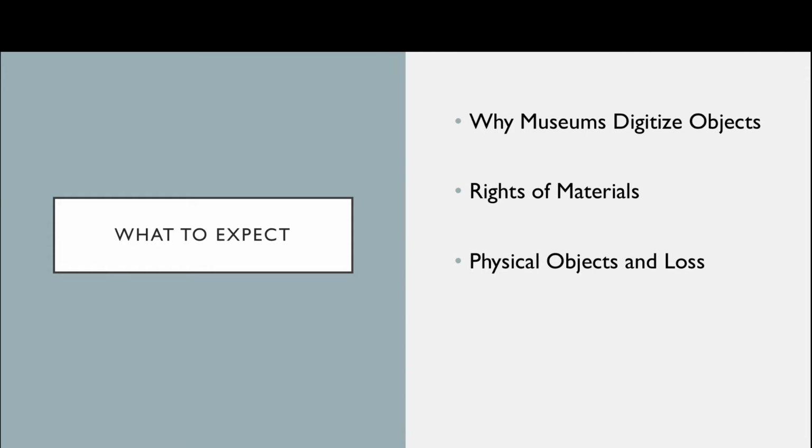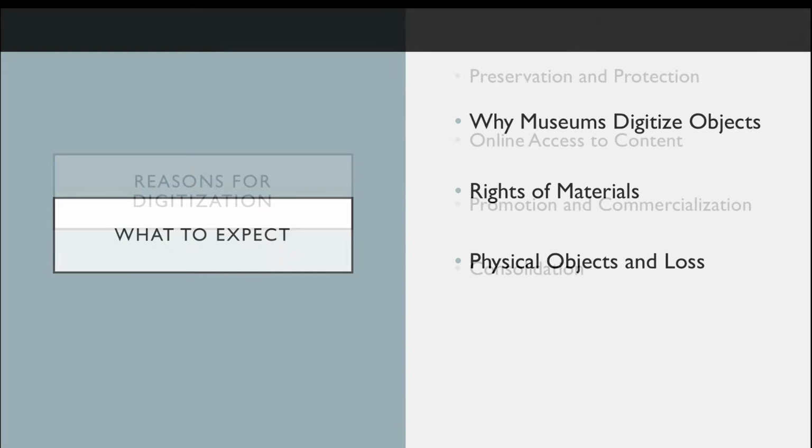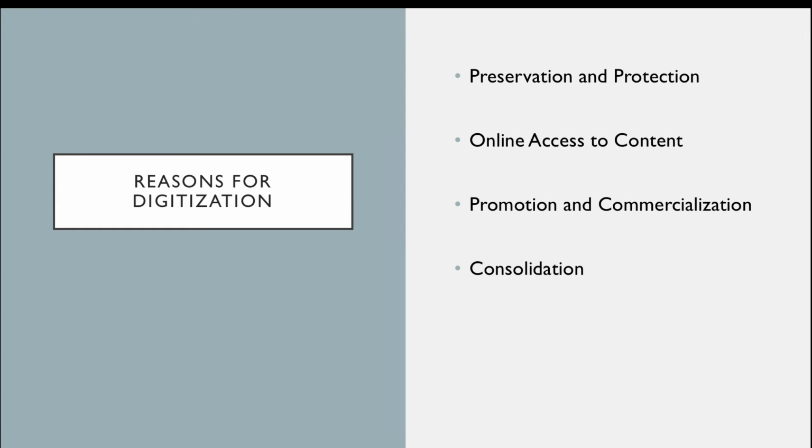Okay, so in this presentation, I will be going over why museums digitize objects, and then the issues of the rights of materials and the loss of physical objects. To start, I'm going to go over some of the reasons for digitization and why museums digitize their collections, because I believe that's going to give us a good basis to get into the issues of digitization of museum archives that I will get into later in this presentation.